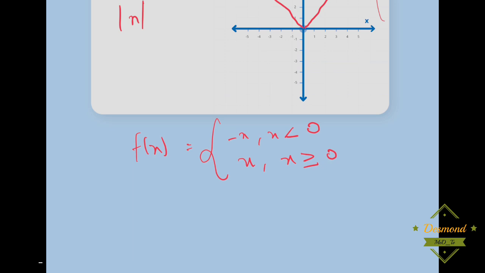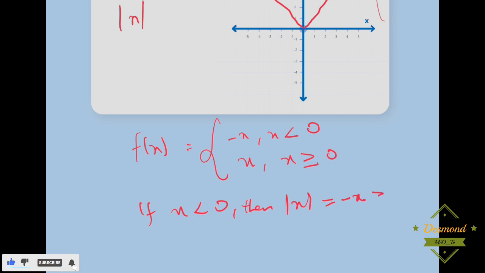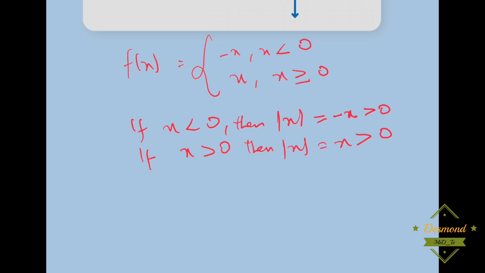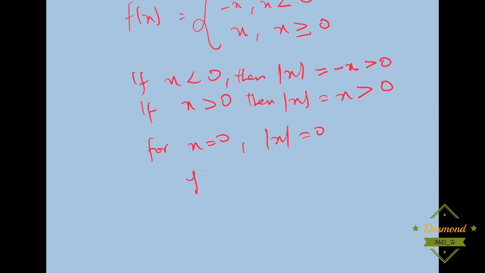By the definition of the absolute value function, if x is less than 0, then the absolute value of x is equal to negative x, which is greater than 0. If x is greater than 0, then the absolute value of x is equal to x, which is positive. However, you have to know this: for x equal to 0, the absolute value of x is equal to 0. So it is more accurate to say that for all non-zero input, the output is positive, but if x is equal to 0, the output is equal to 0. So we can conclude that the range of the absolute value function is y greater than or equal to 0.